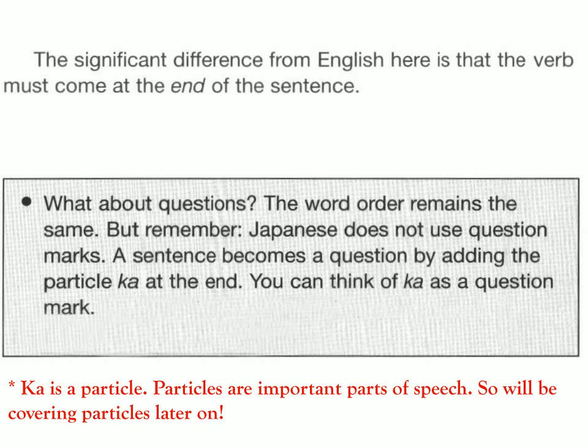Now, the significant difference from English here is that the verb must come at the end of the sentence. What about questions? The word order remains the same, but remember, Japanese does not use question marks. A sentence becomes a question simply by adding the particle ka at the end. You can think of ka as a question mark.